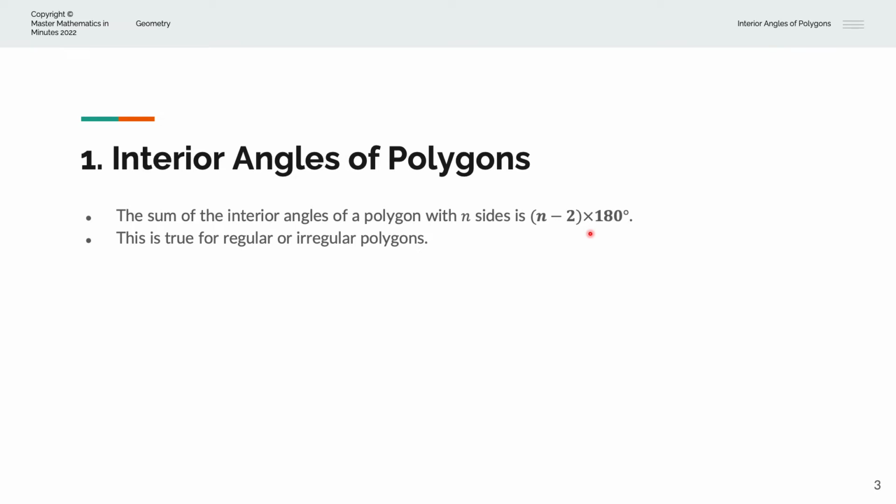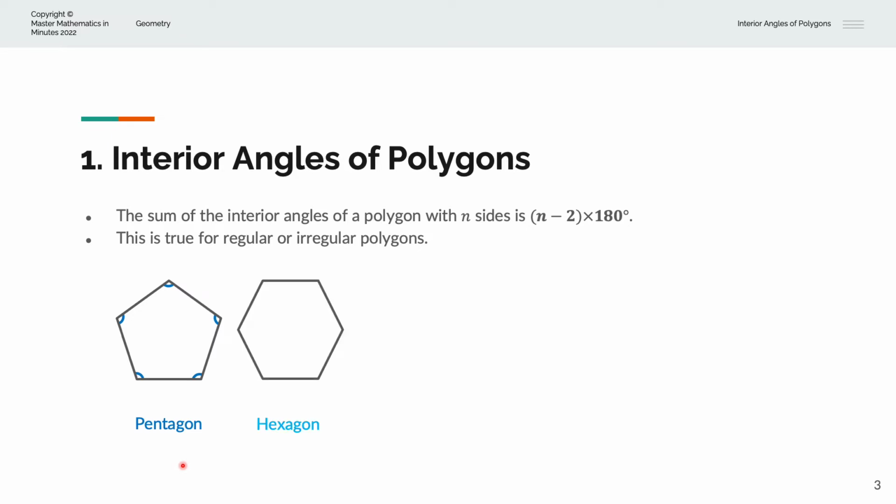We will consider this visually. Firstly, looking at a pentagon with 5 sides, and we have the interior angles labeled in dark blue. And the next example is a hexagon with 6 sides, with the interior angles labeled in light blue. And next we have a heptagon with 7 sides, with the interior angles labeled in green.